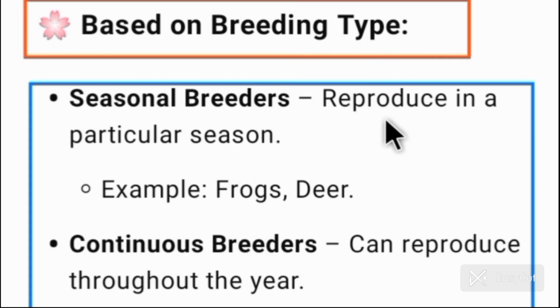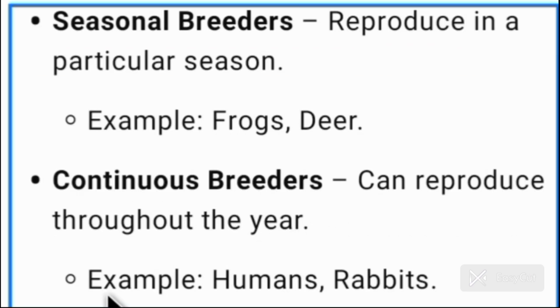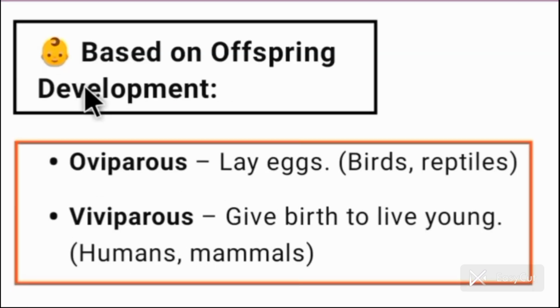Seasonal breeders reproduce in a particular season. Example, frogs and deer. Continuous breeders can reproduce throughout the year. Example is humans and rabbits. There are two types of organisms based on offspring development. First is oviparous, second is viviparous. Oviparous lay eggs. Example of oviparous are birds and reptiles. Viviparous give birth to young ones. Example of viviparous animals are humans and mammals.